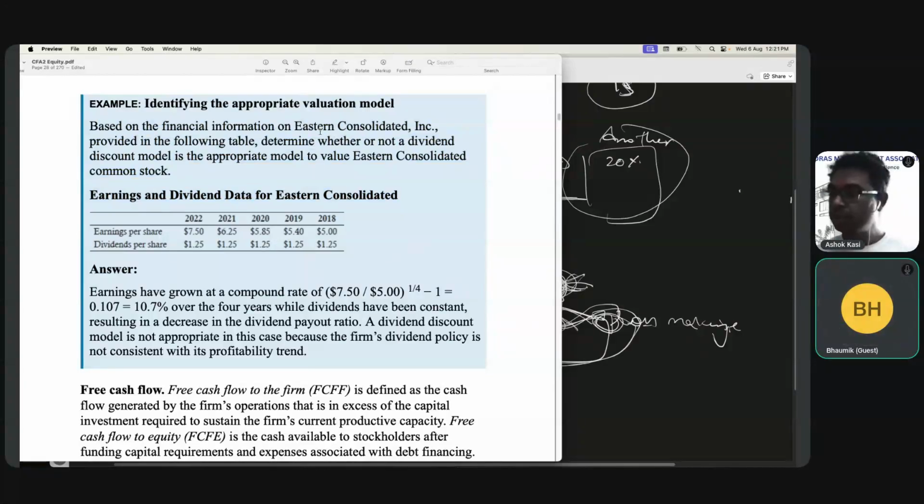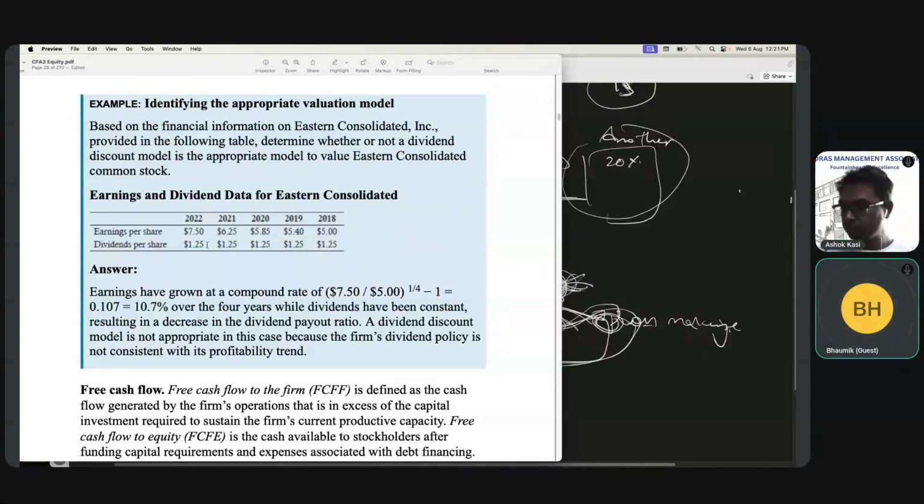Based on the financial information on Eastern Consolidated Inc. in the following table, determine whether or not a dividend discount model is the appropriate model to value Eastern Consolidated common stock. Okay, see this one. 2018, 19, 20, 21, 22. Earning per share. Dividend is a constant amount. What do you think?